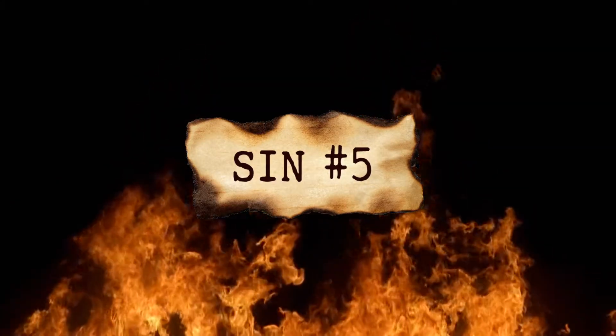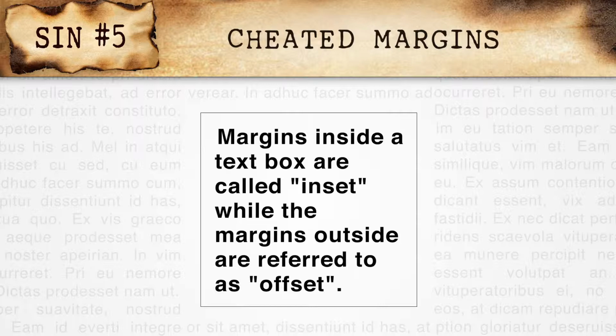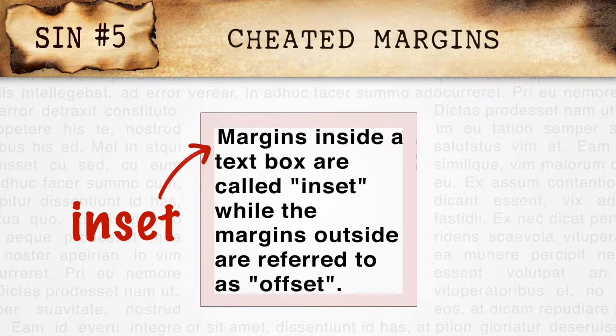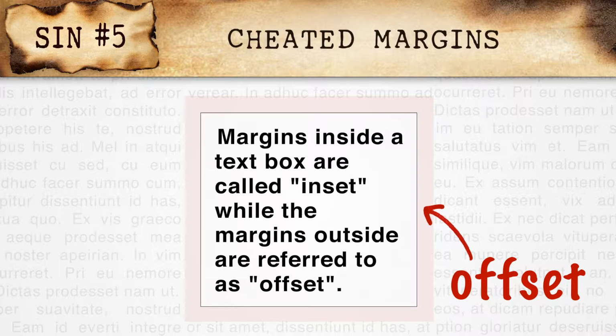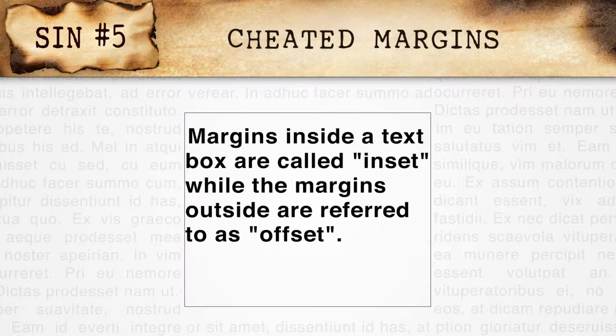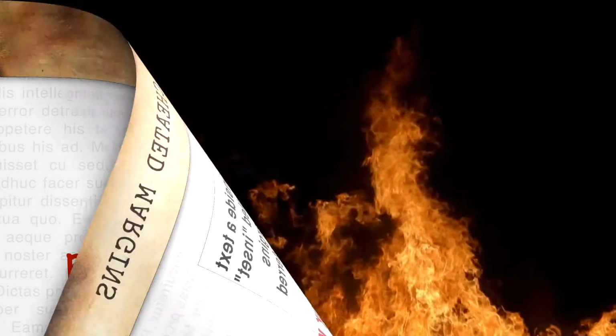Sin number 5. Cheated margins. In situations where you must have a border or box, don't be stingy with your margins. Margins inside a text box are called inset, while the margins outside are referred to as offset. Without inset and offset, your type will squish up against the box inside and out. Be generous with your margins.